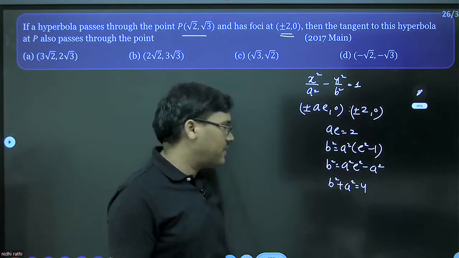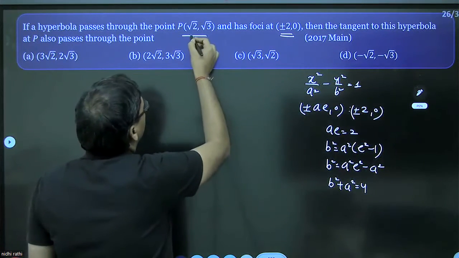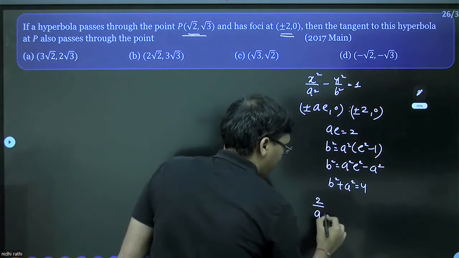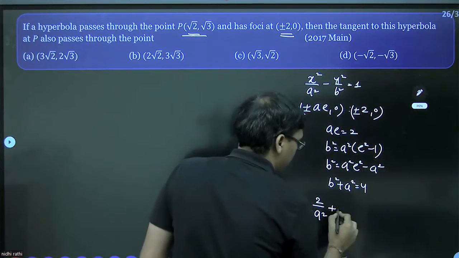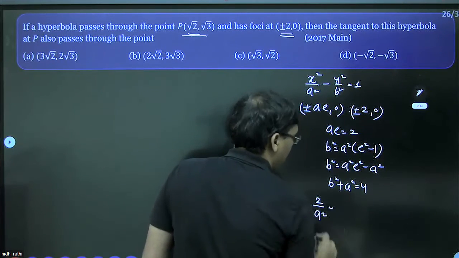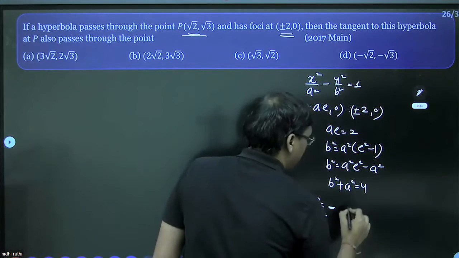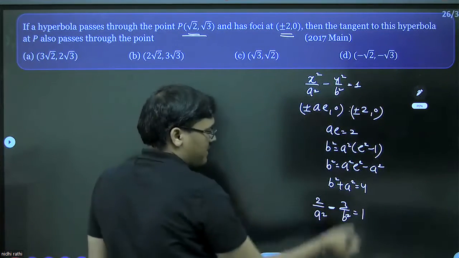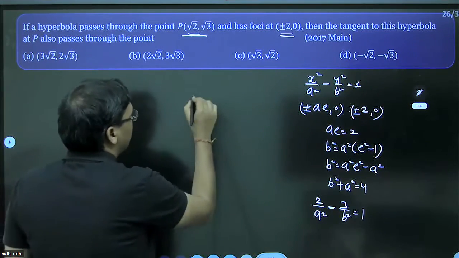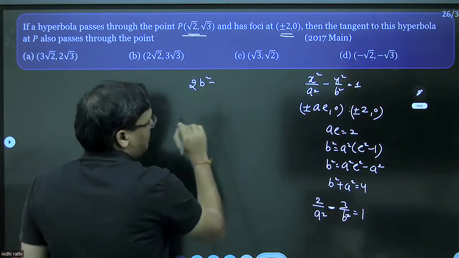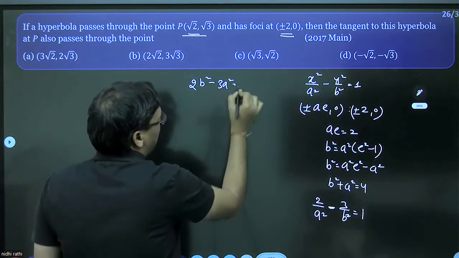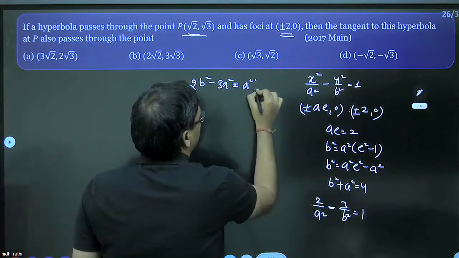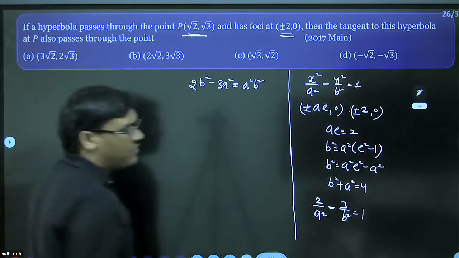So I can just substitute this, right? And the point root 2 comma root 3 satisfies this hyperbola. This is 2 by A square minus 3 by B square is equal to 1. This point lies on the hyperbola. Okay. So what is the equation we have? 2B square minus 3A square is equal to A square B square. I'm just trying to get the equation of hyperbola.